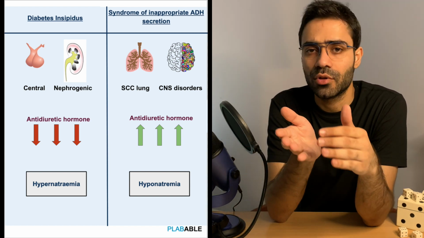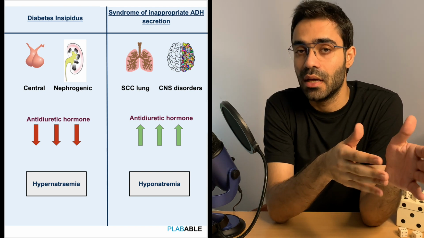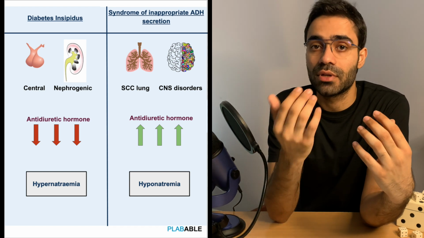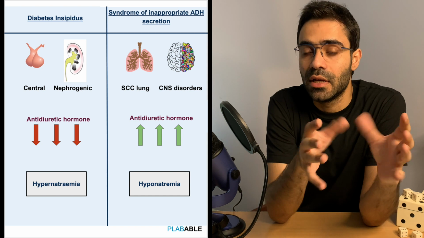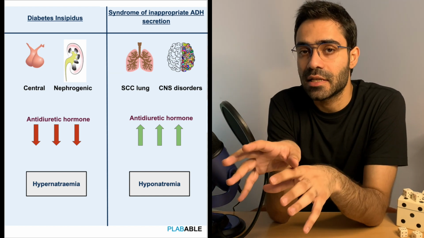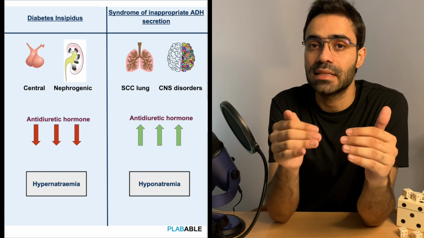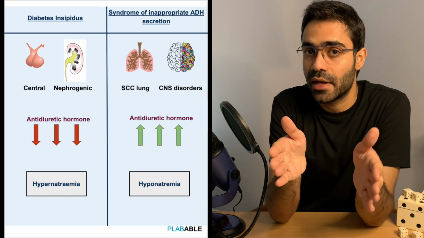Now, the electrolyte abnormality which we saw in diabetes insipidus was hypernatremia, because the plasma was concentrated and the sodium concentration went up as the person was passing diluted urine. Whereas here in SIADH, the patient is retaining water and passing concentrated urine, and hence there is dilutional hyponatremia. The point to note here is that this hyponatremia is not due to a deficiency of sodium, but due to dilution of the plasma.